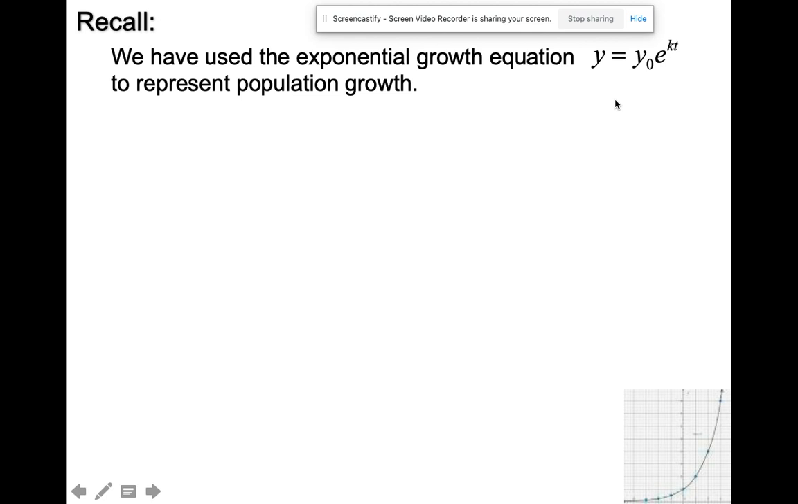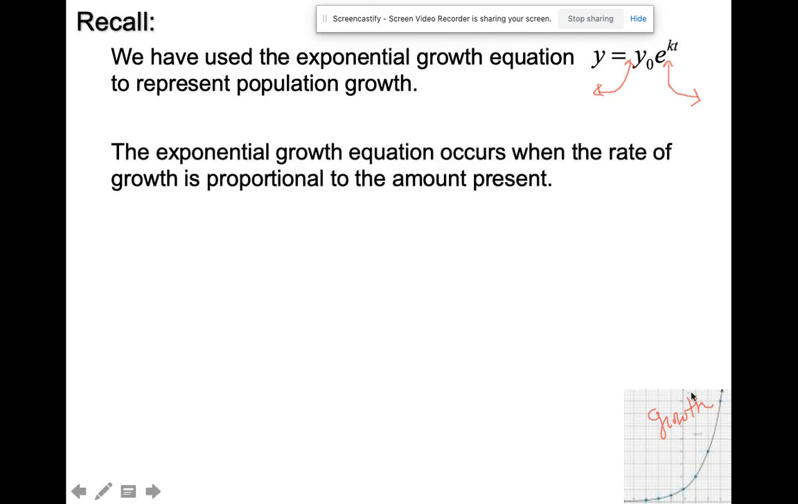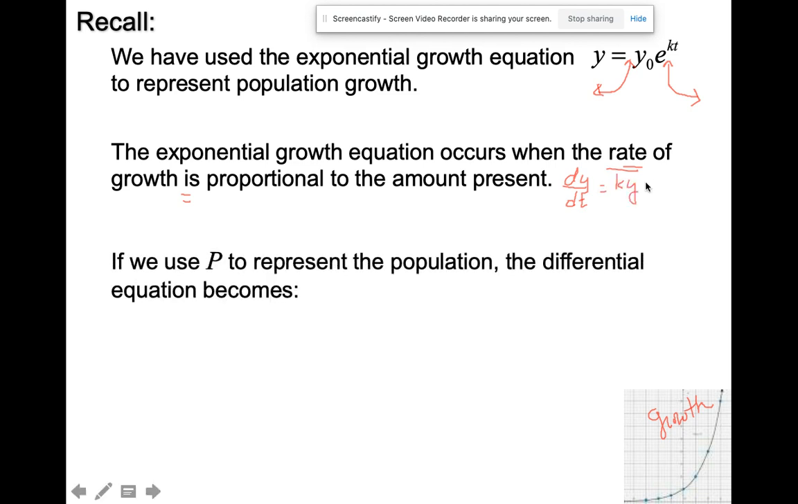So, exponential growth, what we've done in the prior lessons, where we had y equals y0 e to the kt. I either have population growth over time or population decay over time. Also approaching asymptotic behavior. Here's a picture of exponential growth. As we said yesterday, this exponential growth occurs when your rate, the derivative, is proportional to the amount present. The derivative of your population y with respect to time is proportional to the population itself.